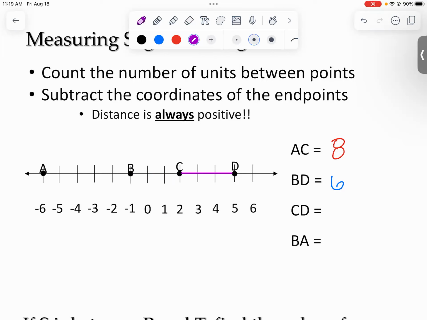Brayden, how long is segment CD? 3. And then Presley, what about BA? 5.